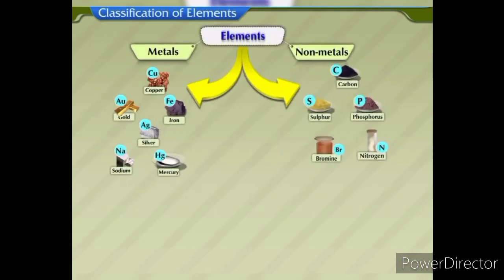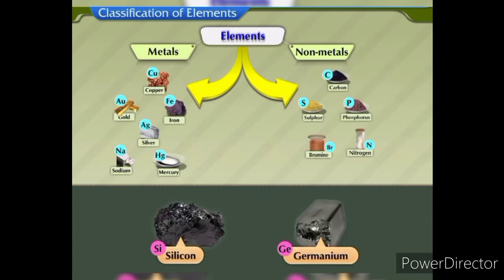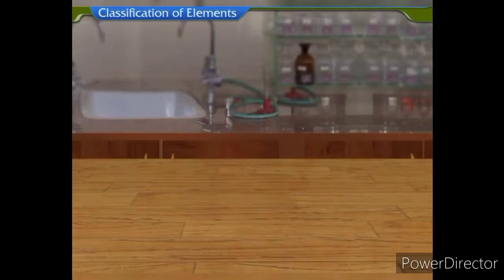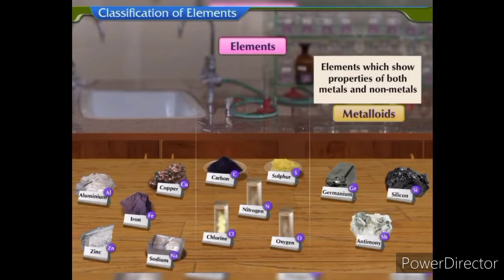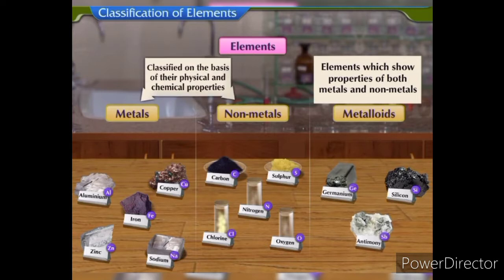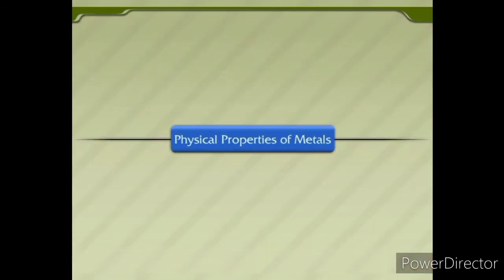Apart from metals and non-metals, there is one more class called metalloids. Metalloids are elements which show properties of both metals and non-metals. Examples of metalloids are silicon, germanium, and antimony. We can classify metals and non-metals very distinctly on the basis of their physical and chemical properties. Physical properties of metals.